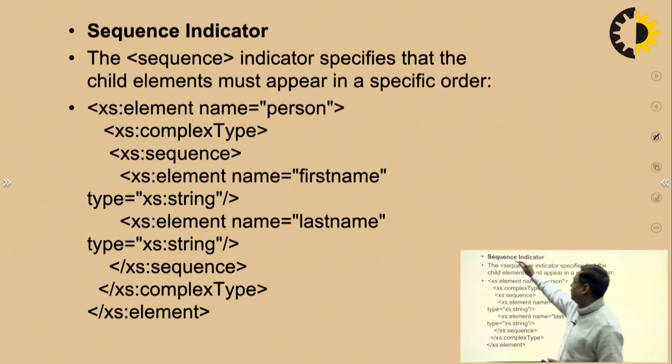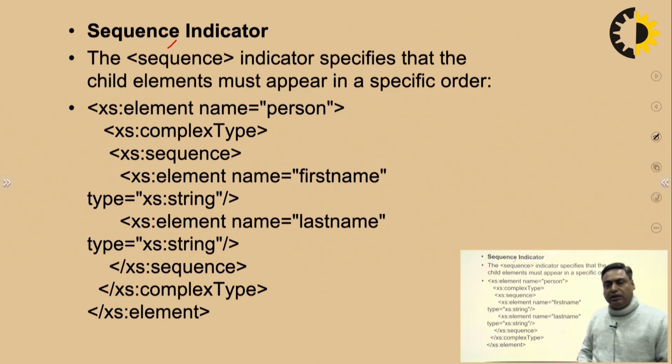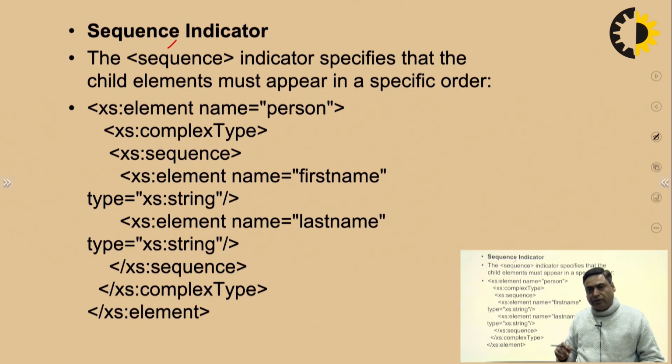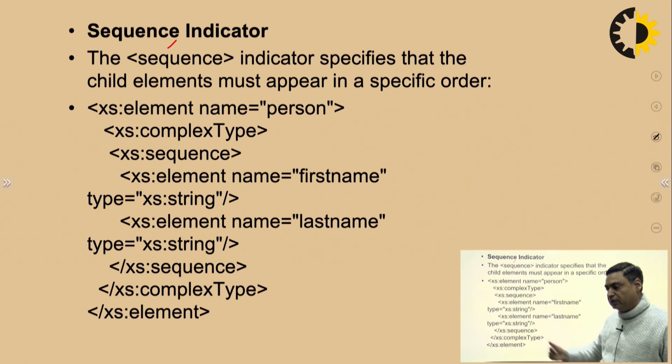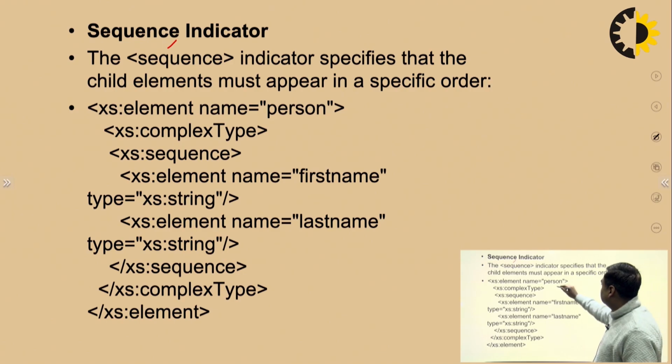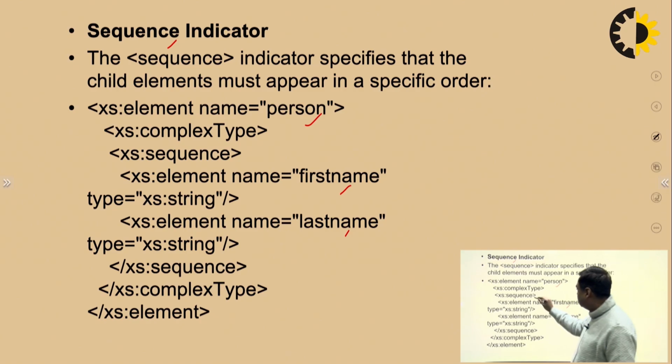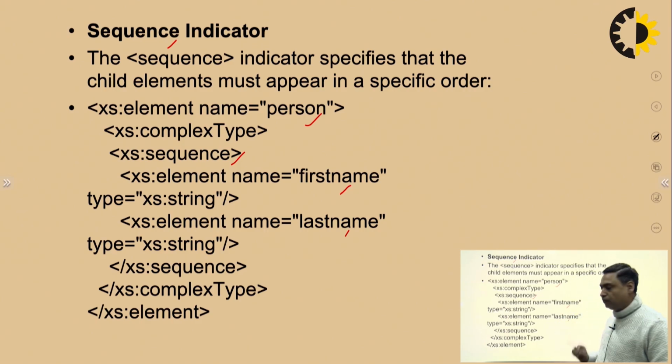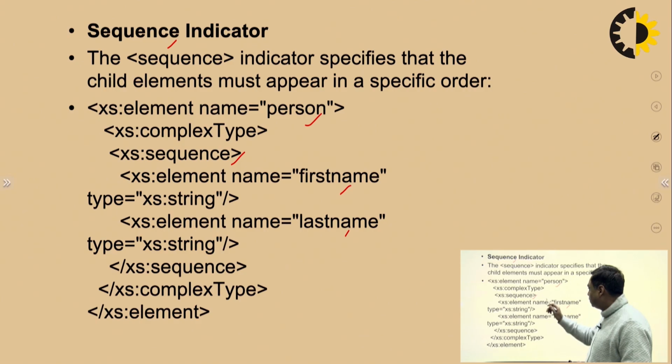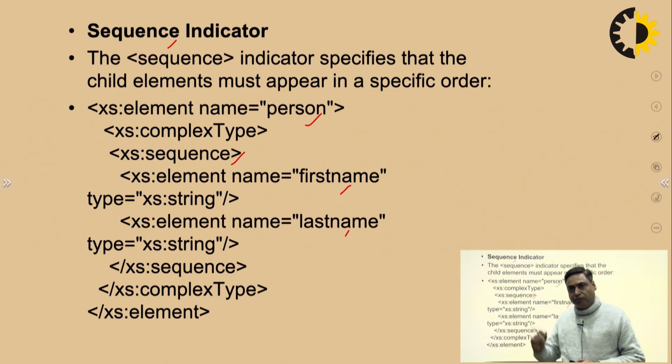Next is the sequence indicator. The sequence indicator basically gives a mandatory requirement that all the elements should be in a proper sequence, that is, in a proper order. For example, in the person we have 2 elements, first name and last name. If we apply the sequence indicator, and you are writing the person element, then because of the sequence indicator, the first name element should be written first and the last name element should be written after the first name.